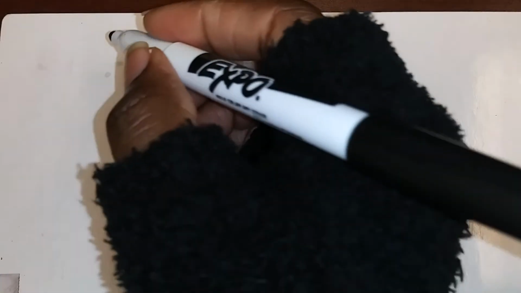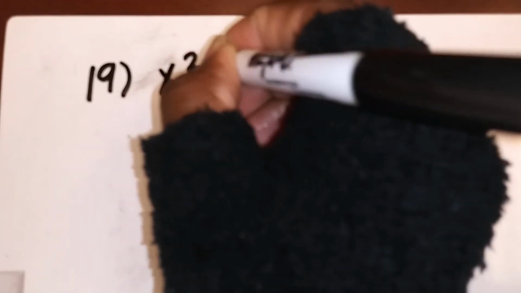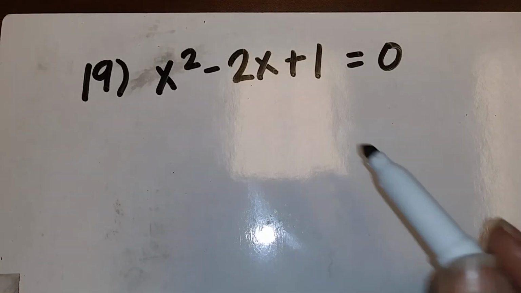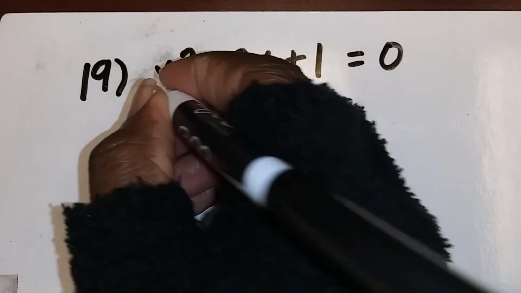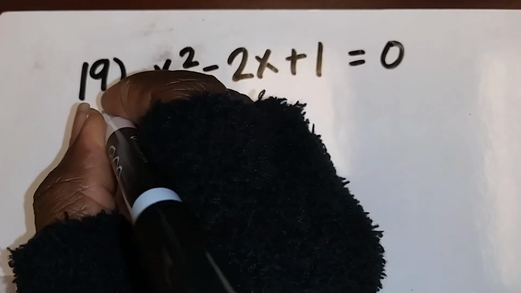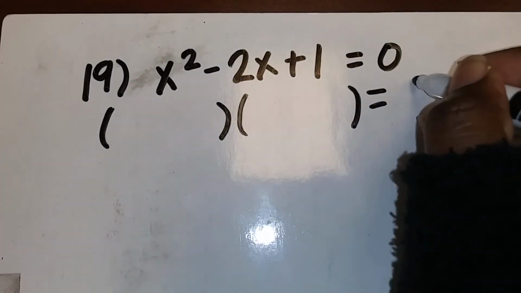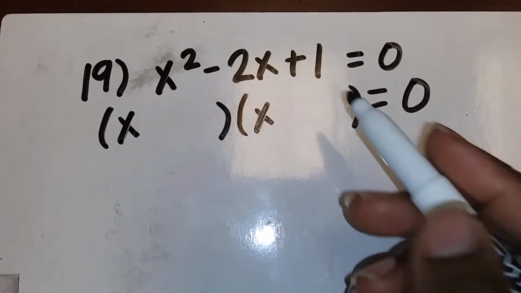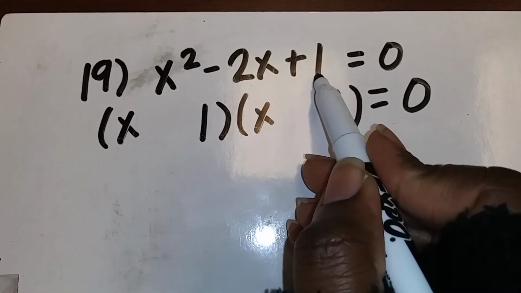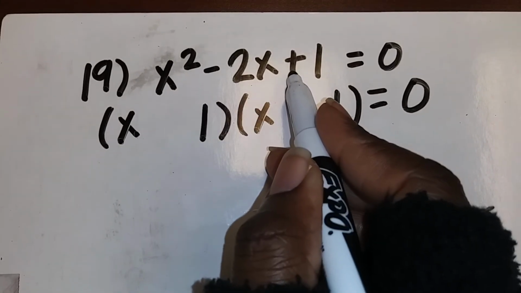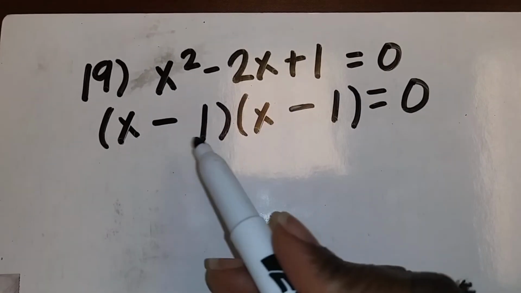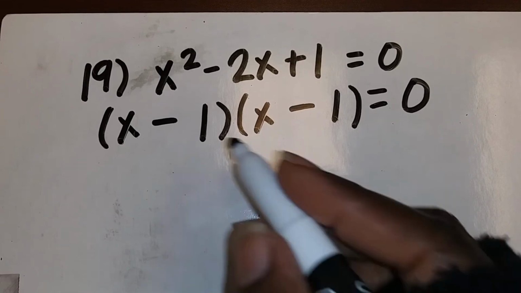Going on, look at number 19. X squared minus 2x plus 1 equals 0. I see a trinomial with a leading coefficient of positive 1. So I'm going to do a trial and error factor. I know x times x is x to the second. I know 1 times 1 is 1. And if the last sign is addition, I write the first sign twice. This is a perfect trinomial because the parentheses are identical.